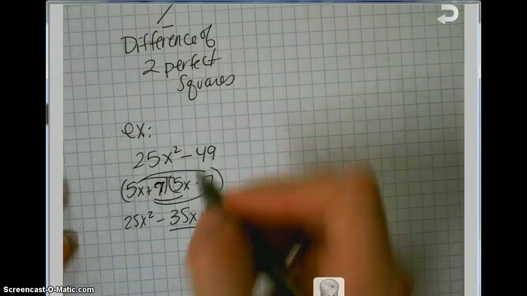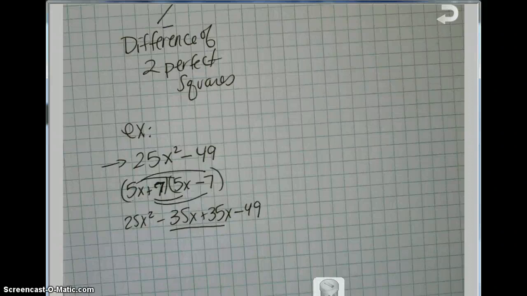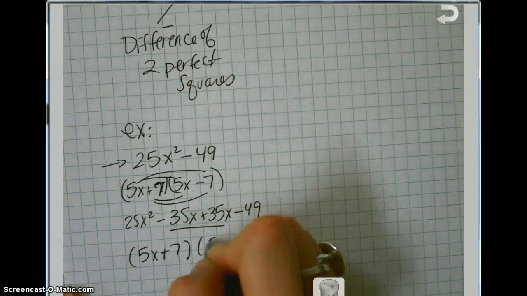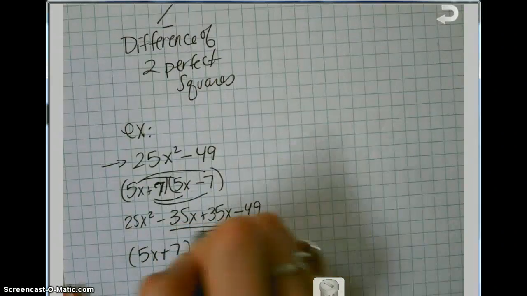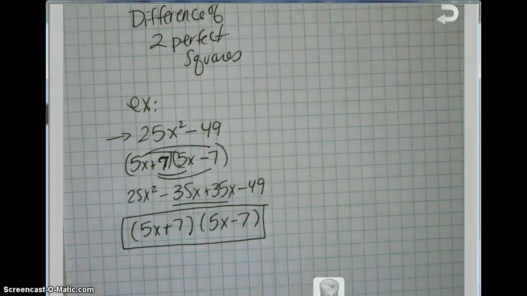So if I say, how do you factor this right here? Well, there are two terms. They're both perfect squares, so it's the difference of two perfect squares. So how do you factor it? The answer would be 5x plus 7 and 5x minus 7, and that would be your answer, because the product of those gets you back to your original problem.